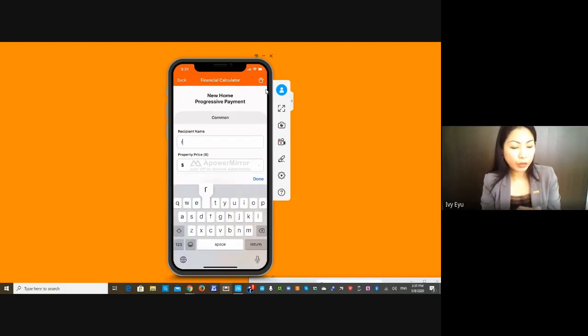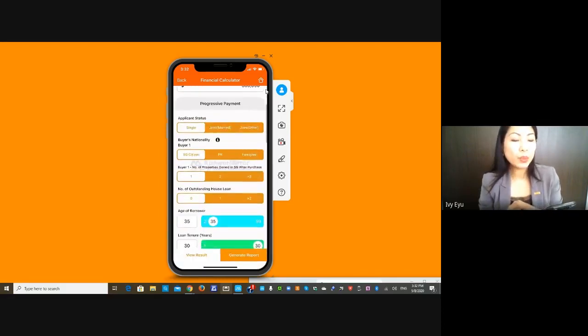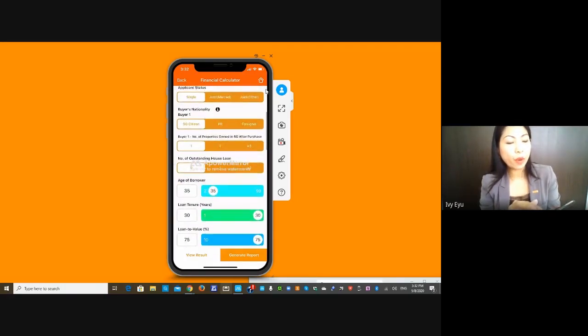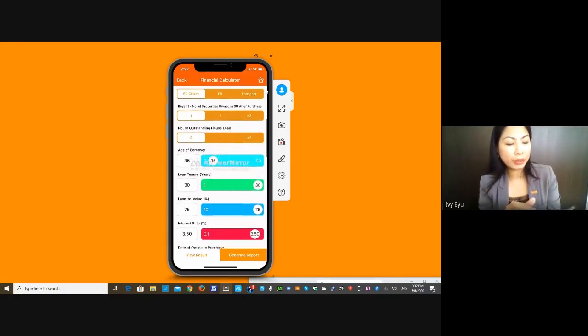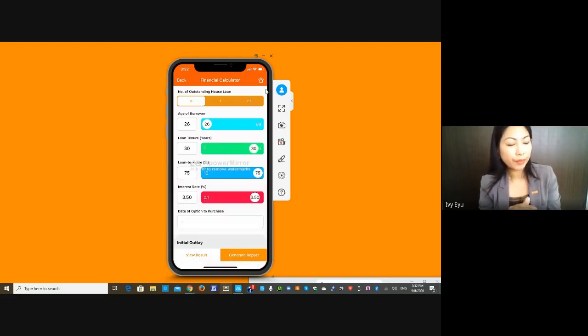So I will put Rachel's name here. Potential price will be 800,000. Because we have input her status as SC, you can see from here she's under single name, the nationality, and her age is 26. So I will make an adjustment over here at the loan tenure to 30 years instead, and she will have an LTV of 75%.